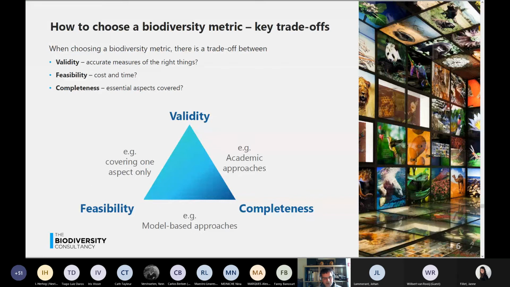So it's very much like when you're buying a secondhand car. You want a car that's fast and cheap and reliable, but really you have to pick 2. You can never get all 3 at once, and it's very much the same with a biodiversity metric.